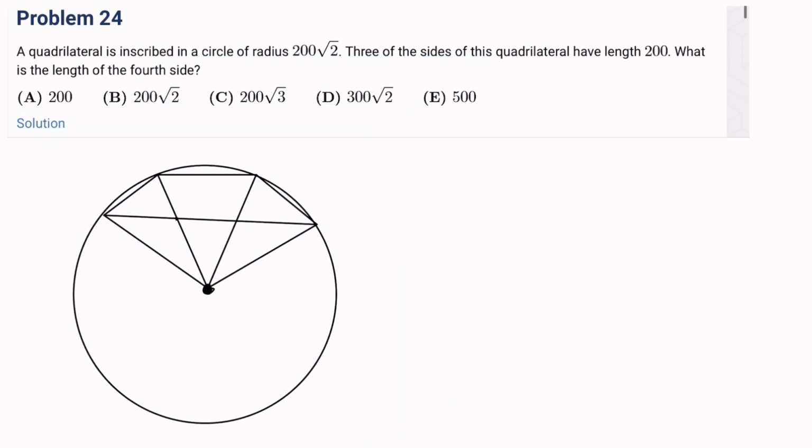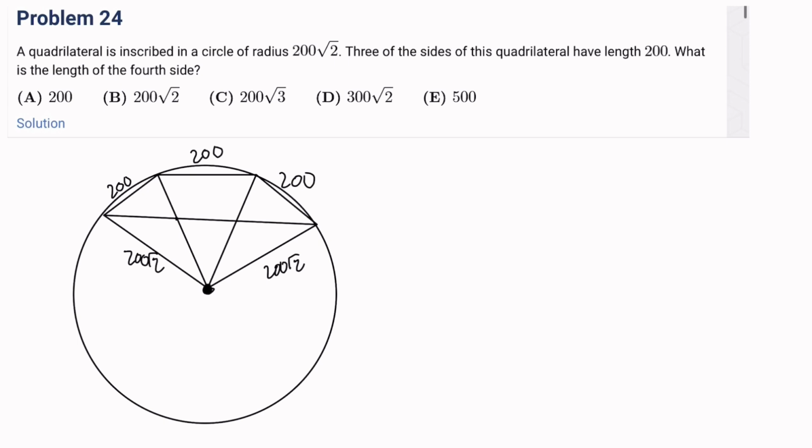And so this is our quadrilateral, and it's inscribed in this circle of radius 200 root 2, and 3 of these sides have length 200, so this, and this side would all have length 200. So let's write that, 200, this will also be 200, and this will also be 200, right? And what's the length of the fourth side? So we want this length, right? And it's inscribed in a circle of radius 200 root 2, so this is 200 root 2, this is 200 root 2, right?